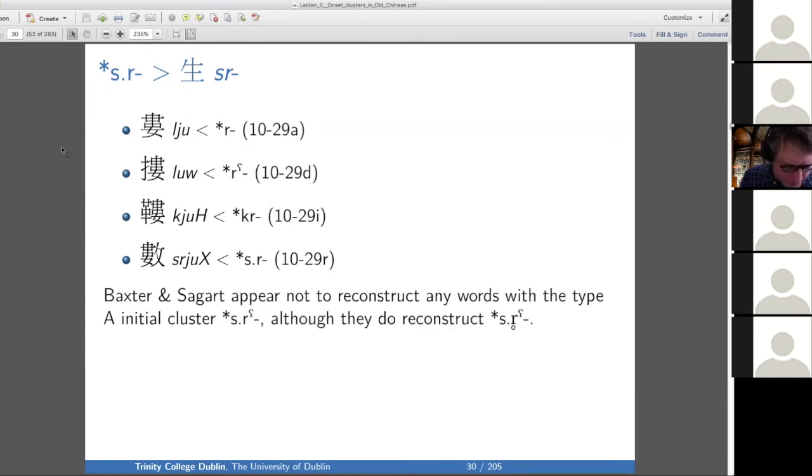I will just point out that they appear not to reconstruct any words with type A SR, although they do reconstruct S voiceless R in type A. It may seem kind of random for me to say, oh, look, here's a hole, but I think it's good to draw attention to these things.